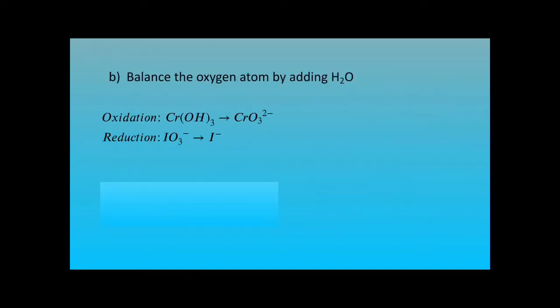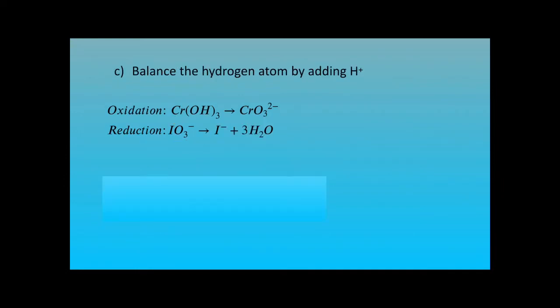Next, the letter O means oxygen. We need to balance oxygen by adding H2O. In the oxidation equation, there are 3 oxygen on the left side and 3 oxygen on the right side. So, there is no need to add H2O here. While, in reduction equation, there are 3 oxygen on the left side but no oxygen on the right side. So, we should add 3 H2O here. Hence, the equations will be as follows.